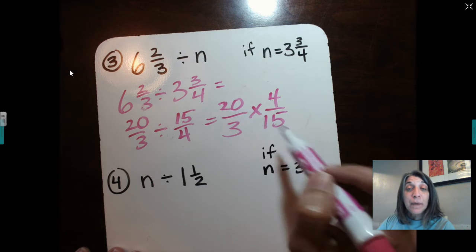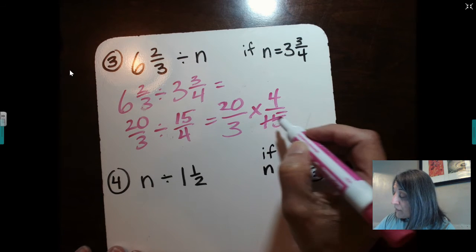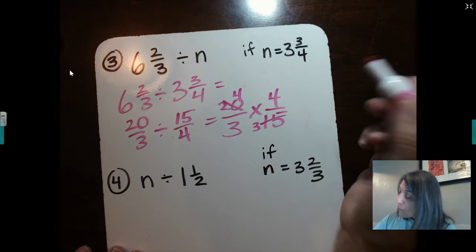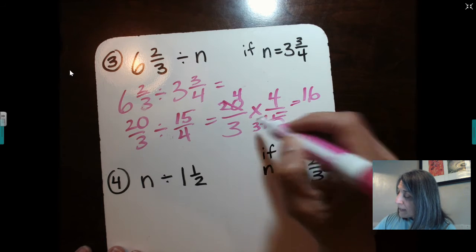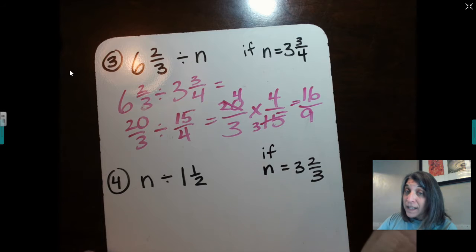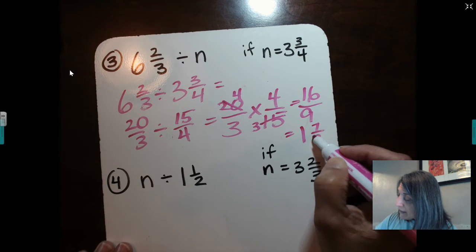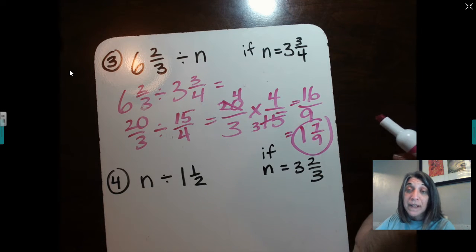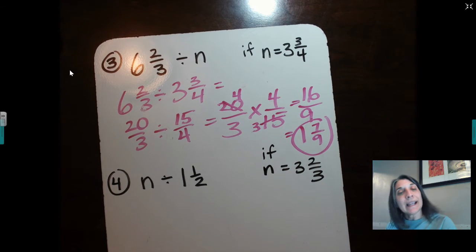So then I see that both 20 and 15 have a common factor of 5. 5 goes into 15 3 times. 5 goes into 20 4 times. Then when I multiply across, 4 times 4 is 16. 3 times 3 is 9. That is not in its simplest form. Its simplest form would be 1 7/9, because 9 goes into 16 one time with a remainder of 7. So for number 3, you should have gotten 1 and 7/9.